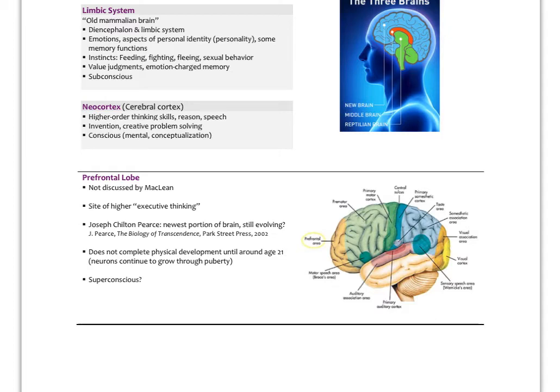So the area we're going to be interested in is, of course, the hypothalamus and pituitary, which is right here in that limbic region in the diencephalon and part of the emotional brain.